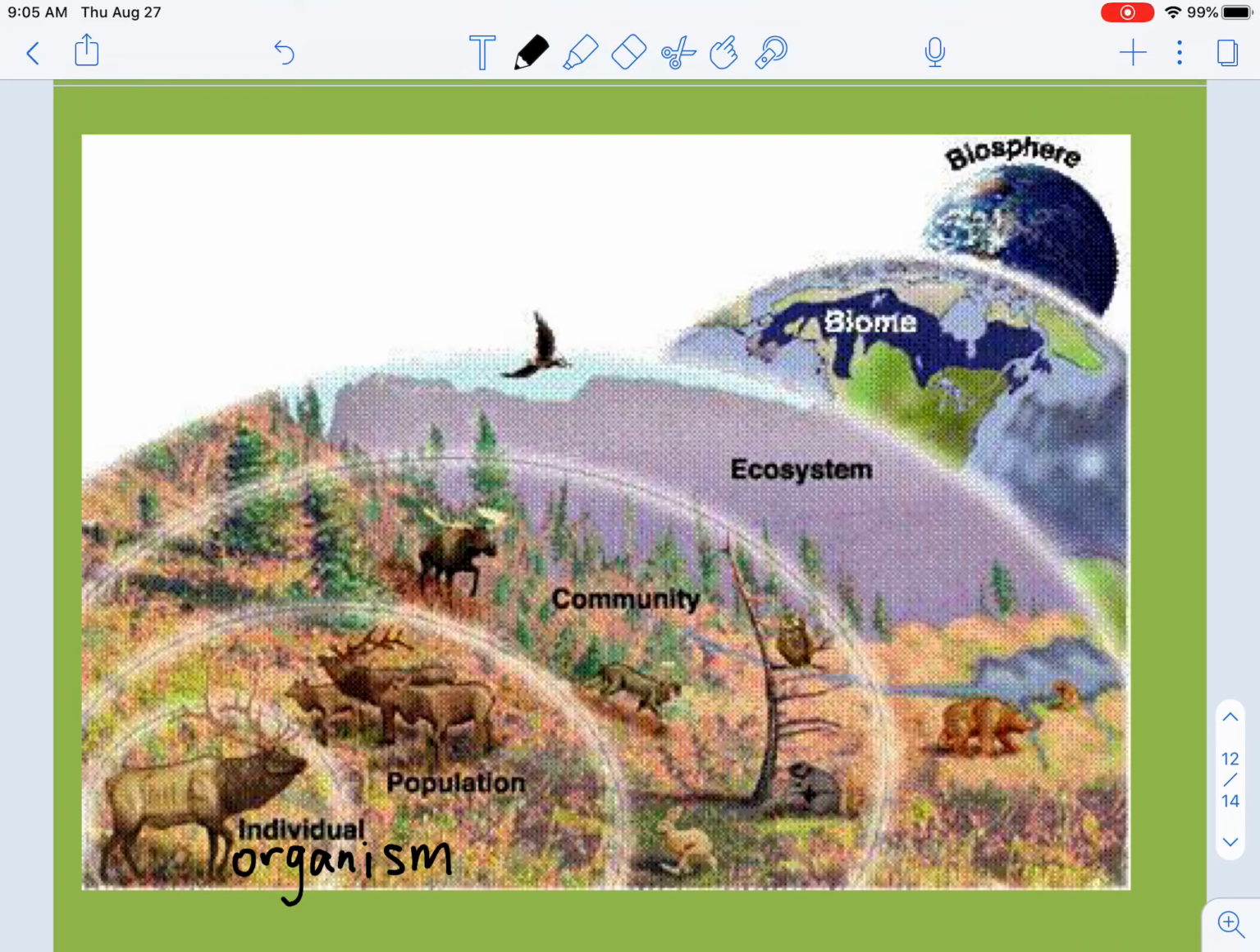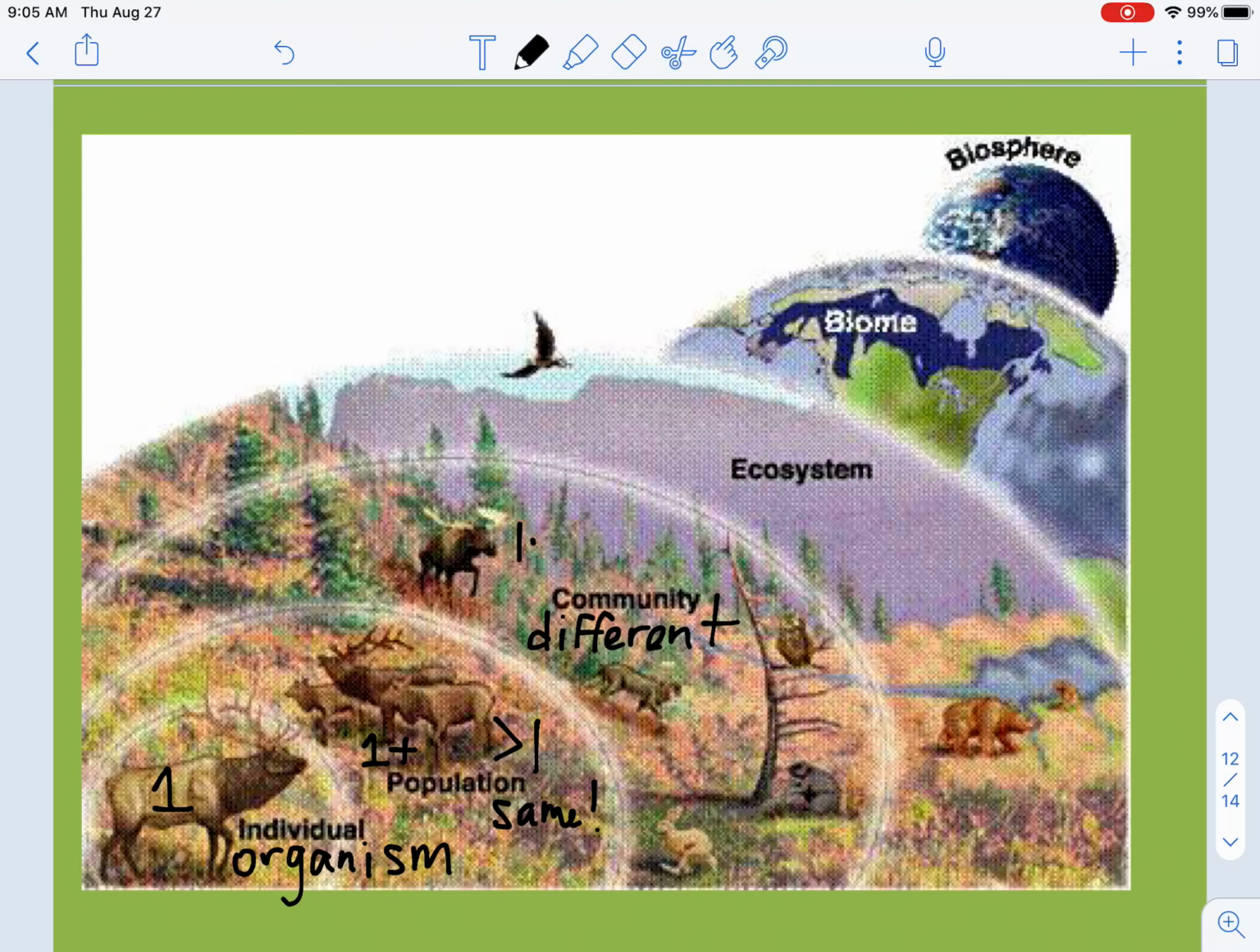So an individual and organism is 1. A population is 1 plus. More than 1. Greater than 1. Not equal to, greater than 1. And I'm going to write the same, because populations are the same species. Community now, I'm going to write different.